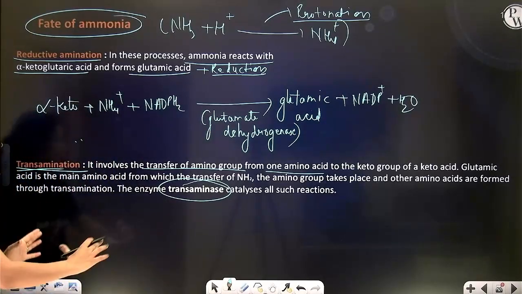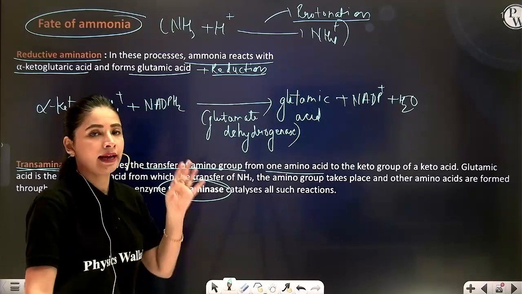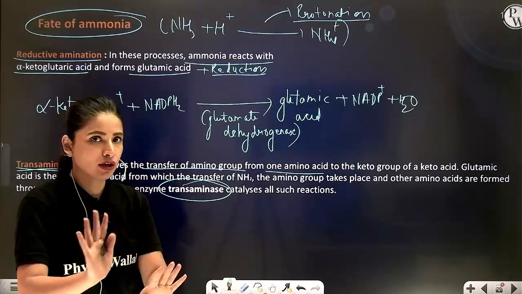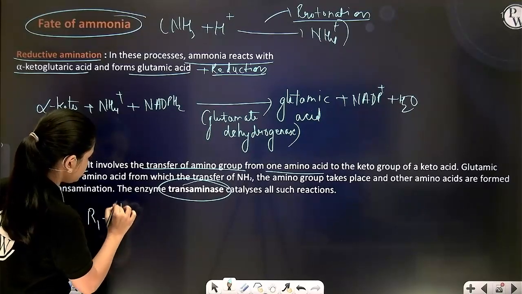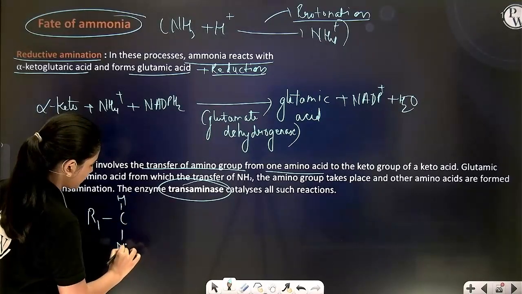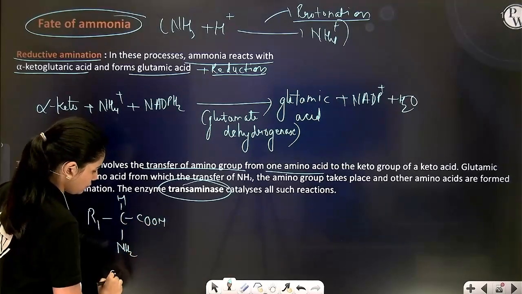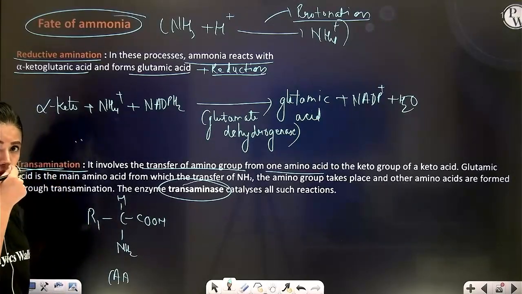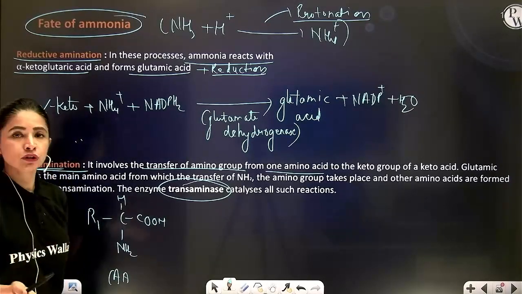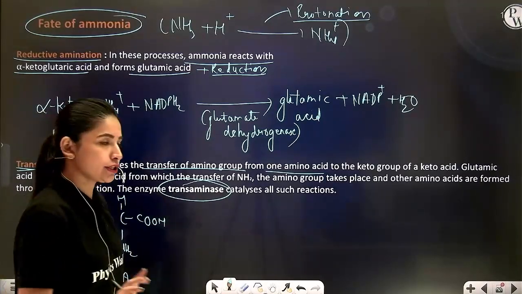So first I'll draw the general formula of keto acid and amino acid, and then I'll exchange their functional group. So this is the general formula of amino acid. You all have studied biomolecules. This is the general formula of amino acid with R1 as a functional group, or R1 as a group which changes, then the nature of the amino acid also changes.